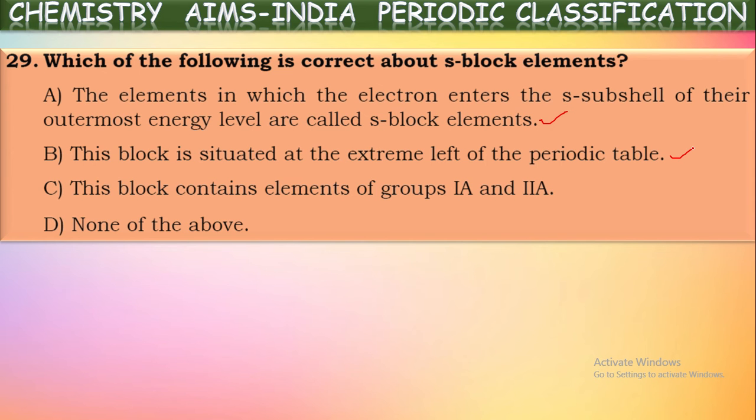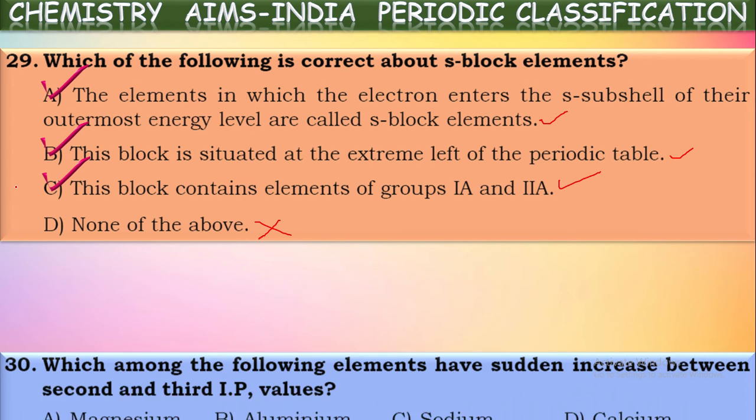Yes, 1A means alkali metals, 2A alkaline earth metals. These two are present in this s subshell because for the elements in these two groups only, the differentiating electron is being entered into the s subshell. So this is also a true statement. None of the above: so it is not correct, because these three statements are correct.